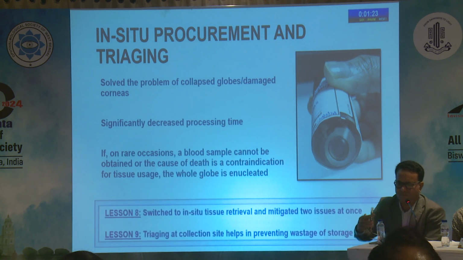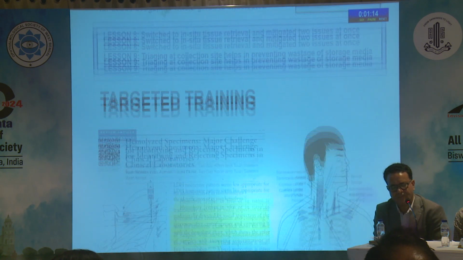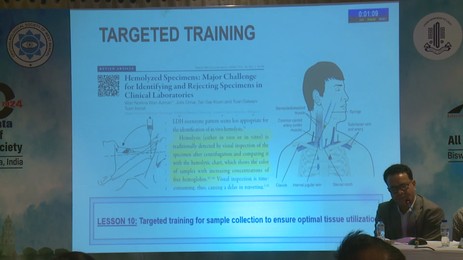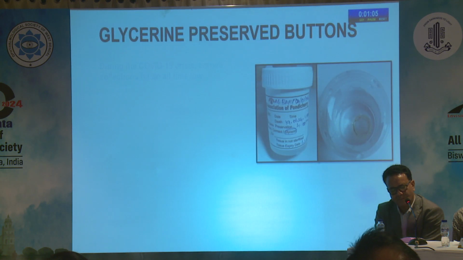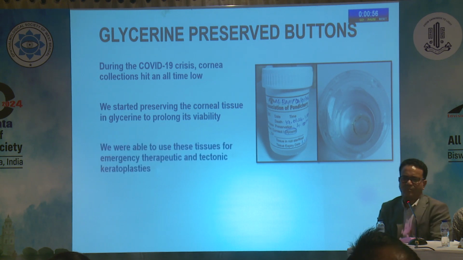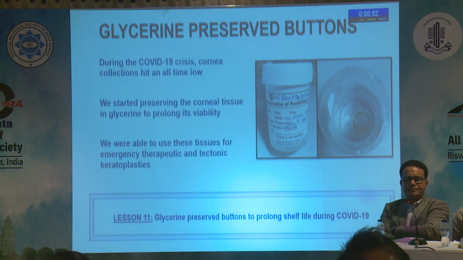In this way, we have tackled two issues at once, prevented storage media wastage, and increased the tissue eyeballs available for surgical training. We also are involved in targeted training of our doctors to ensure optimal tissue utilization. During the COVID-19 crisis, the cornea collections, as you all know, hit an all-time low. Then we started preserving these corneas in glycerine, and thereby we were able to use these for emergency therapeutic and tectonic purposes by increasing their shelf life.